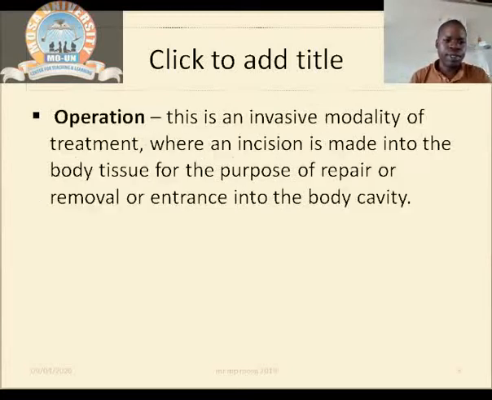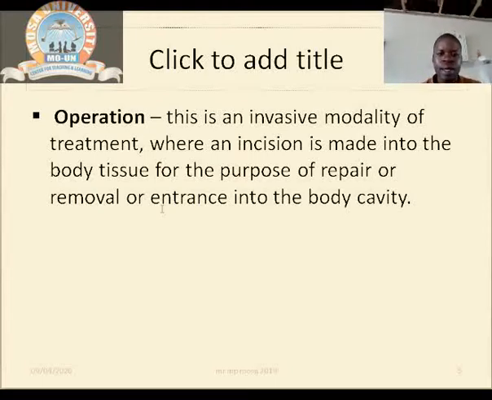So we continue with our definition of terms. Operation. This is an invasive modality of treatment where an incision is made into the body tissue for the purpose of repair or removal or entrance into the body cavity. In most cases, for the purpose of repair or removal or entrance into the body cavity, you need to make an incision. So that's what is meant by operation.